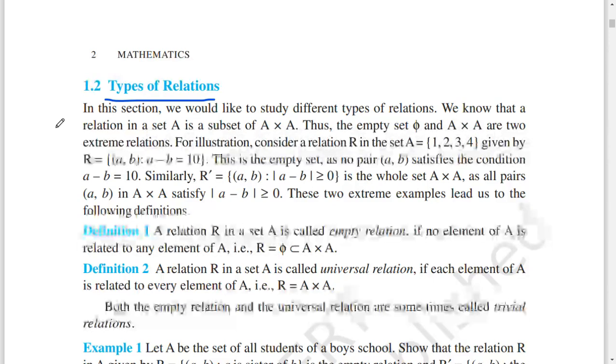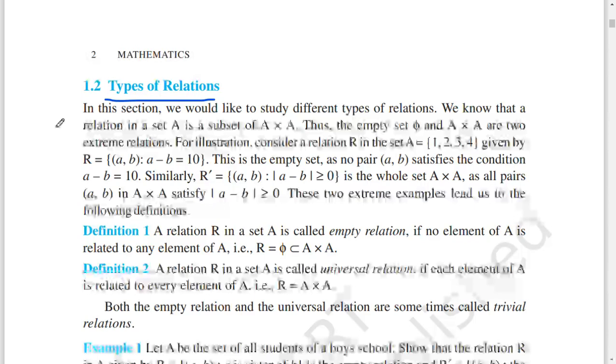This is the empty set, as no pair (a, b) satisfies the condition a - b = 10. Similarly, R' = {(a, b): |a - b| ≥ 0} is the whole set A × A, as all pairs (a, b) in A × A satisfy |a - b| ≥ 0. These two extreme examples lead us to the following definition.